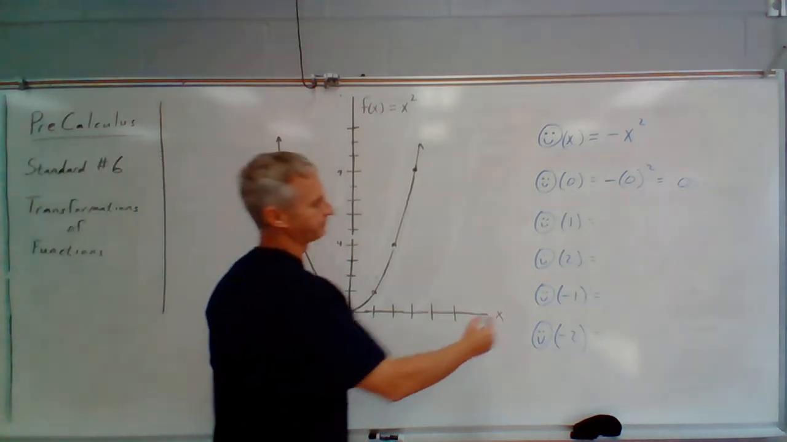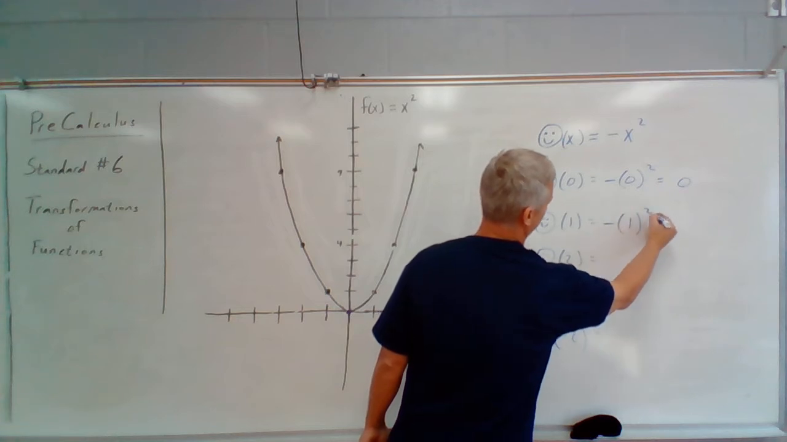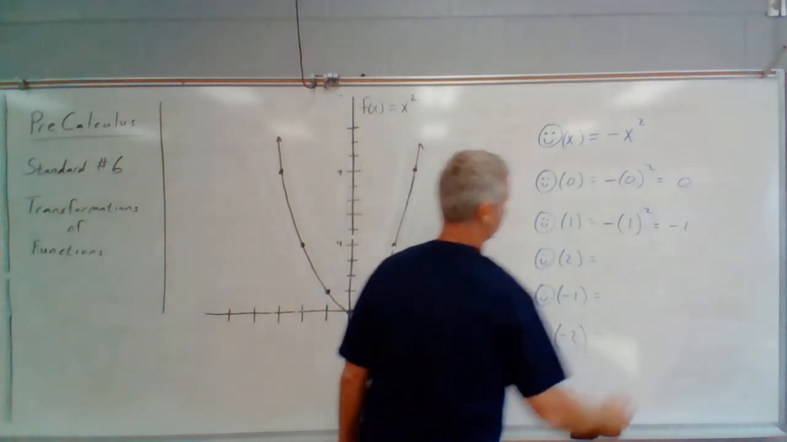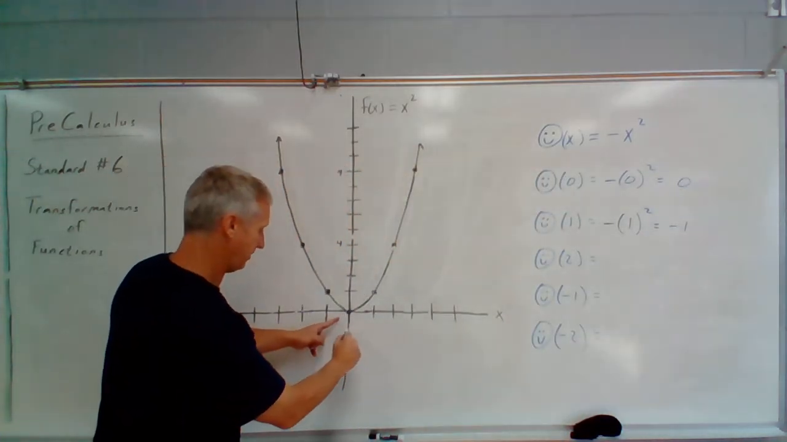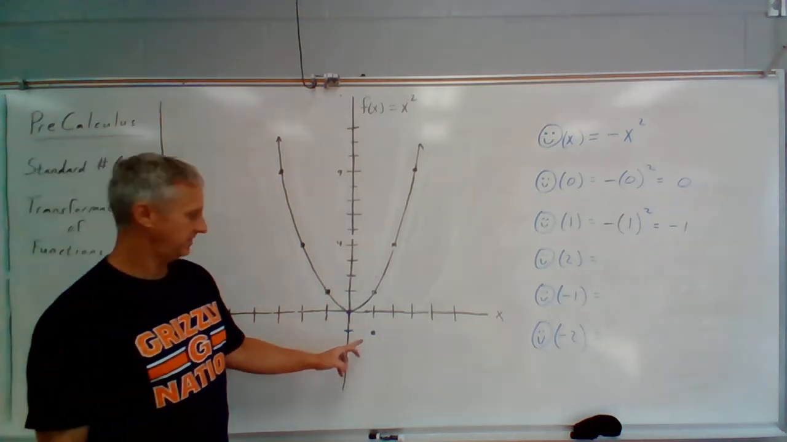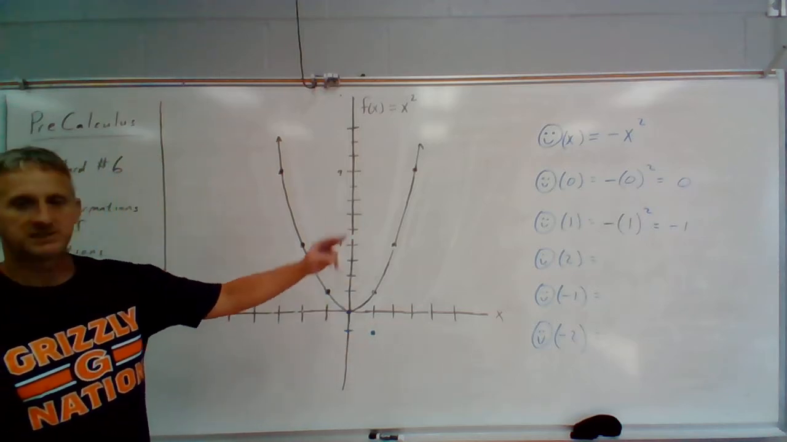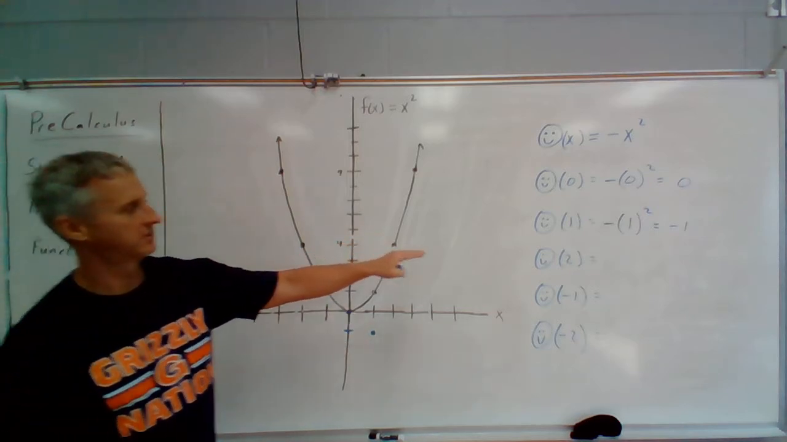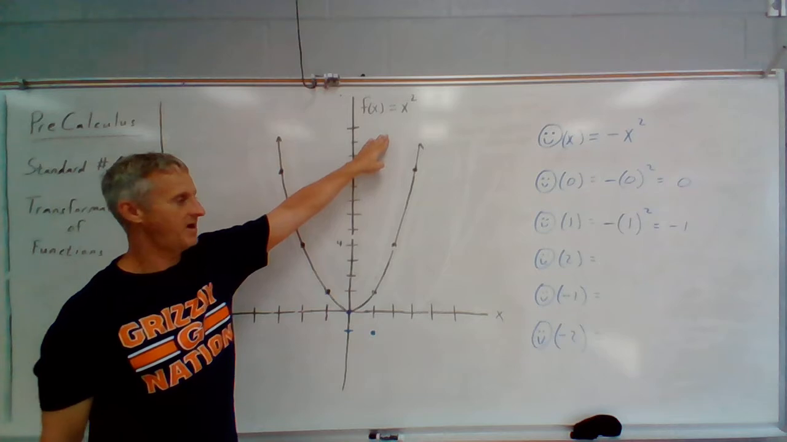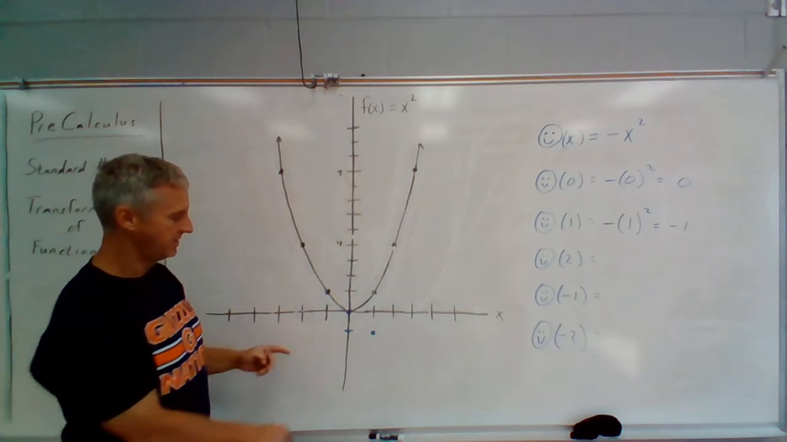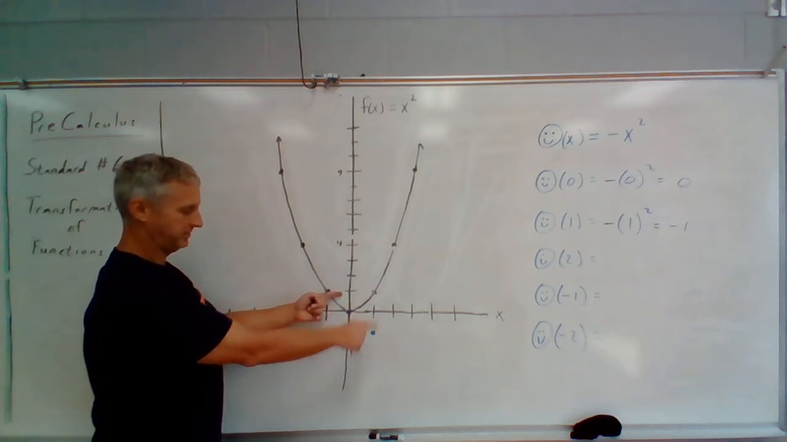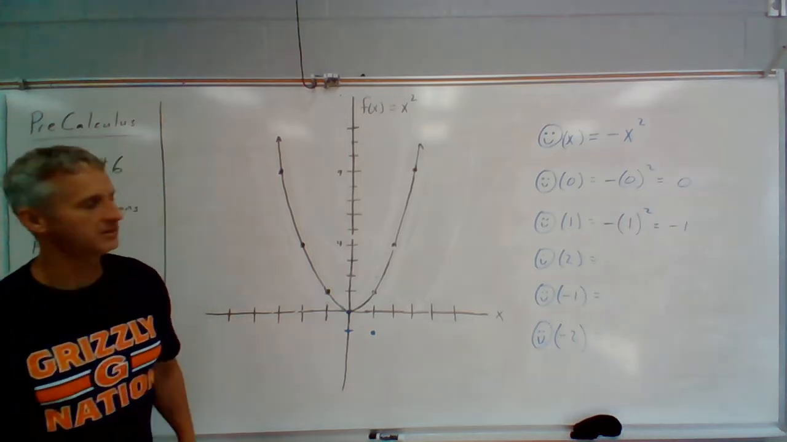Plug in a 1. We'll have -1 squared. 1 squared is 1. Make that negative, and you get a -1. So if I plug in 1, I'm going to get -1. Notice that plugging 1 into the blue function is the same thing as plugging 1 into the original black graph and then making my answer negative, or making the y value negative. So plugging 1 into the black graph, I get a 1, but I'm going to make the 1 negative. So I'll have -1.